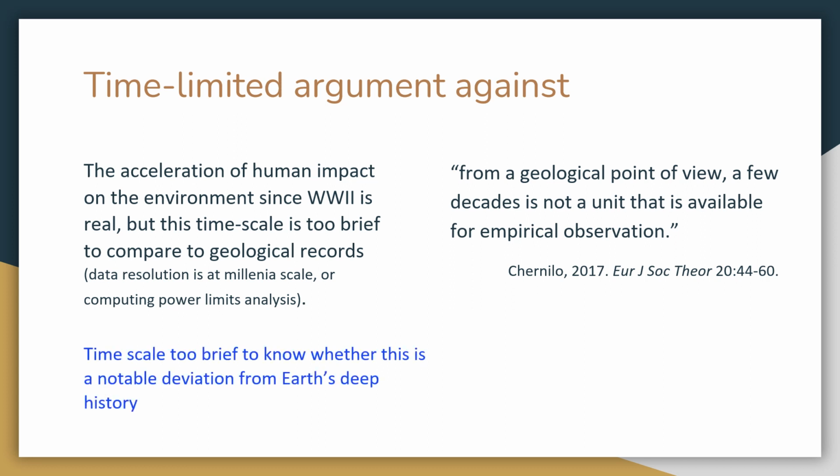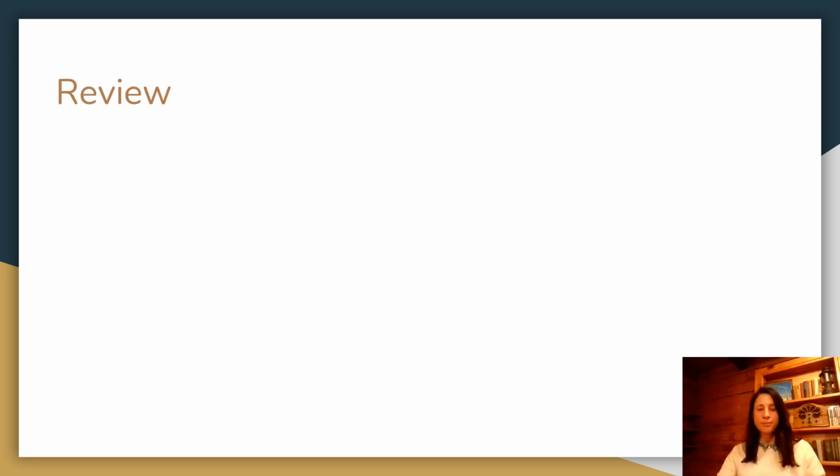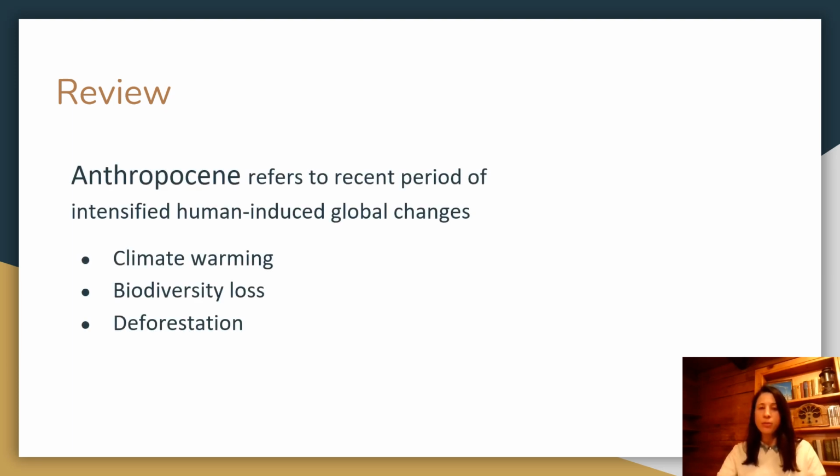So the crux of this argument is that the time scale is too brief to know whether this is a notable deviation from Earth's deep history. Those are some things to keep in mind when thinking about the Anthropocene. What you should definitely remember is that the Anthropocene refers to a recent period of intensified human-induced global change that includes climate warming, biodiversity loss, deforestation, and other observed environmental degradations.